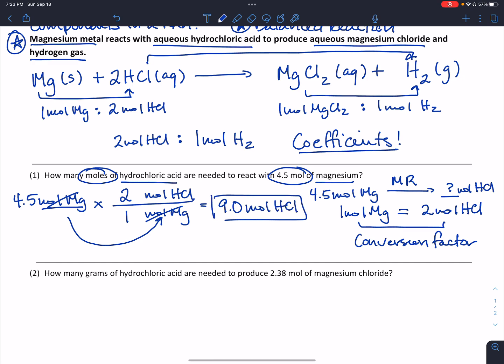Now, this was moles to moles, so it was a one-step problem. I'm going to do a second video where we'll look at a more difficult version, where we go from grams to moles or moles to grams.